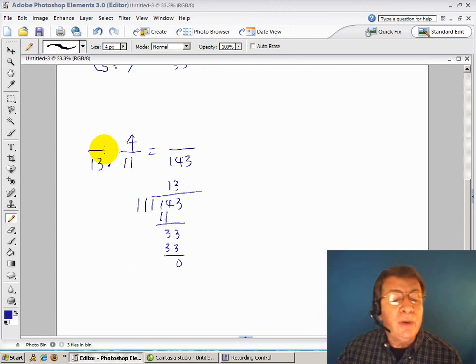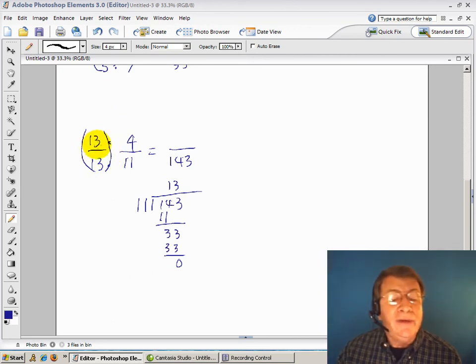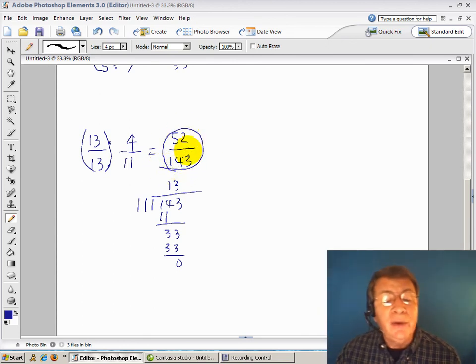And as before, whatever we do to the bottom, we do to the top, not because it's fair, but because it's equal to 1. And 1 times 4/11ths will be 4/11ths. So let's see what that magic number is. 4 times 13 should give us 52. And that is our new equivalent fraction that we may need to use when we're adding other fractions in subsequent lessons.